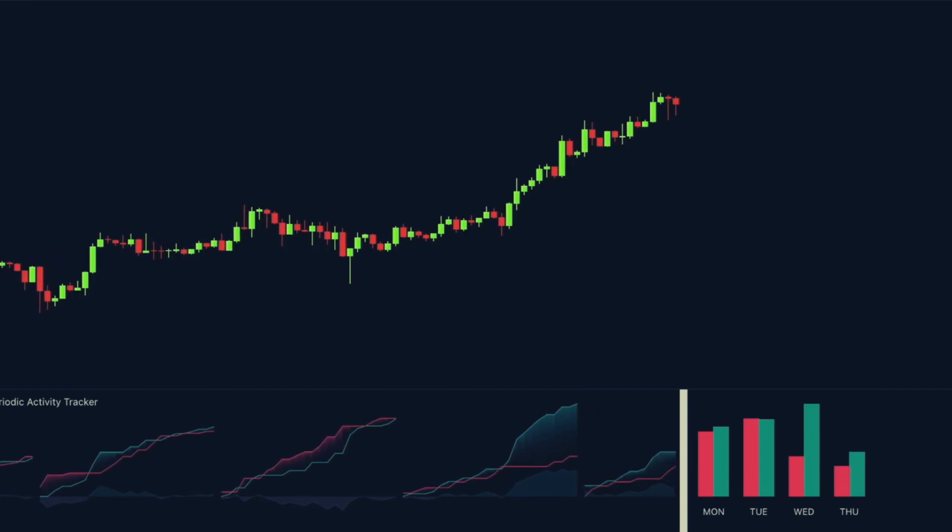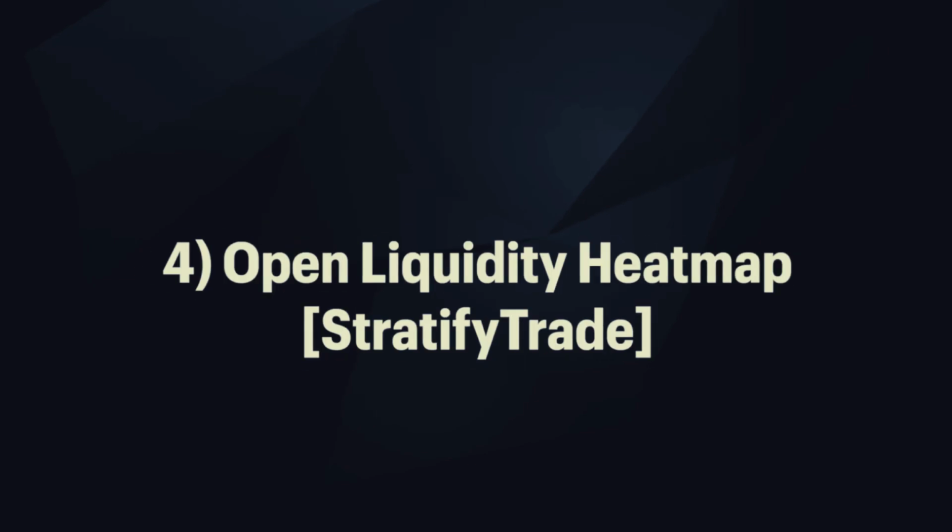You need to understand that there is always an equal number of buyers and sellers in a liquid market. The quality here is how aggressive or passive they are. Overall, this is a great tool to have in your arsenal. Add it to your favorites, and let's move on to indicator number 4, Open Liquidity Heat Map by Stratify Trade.